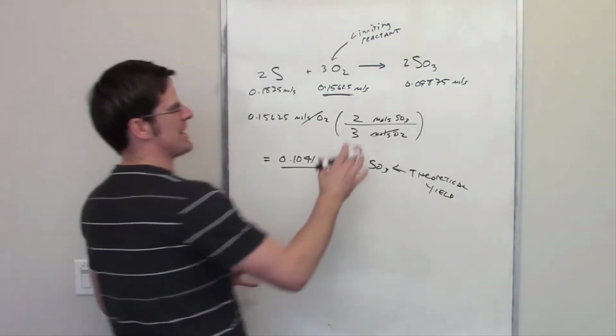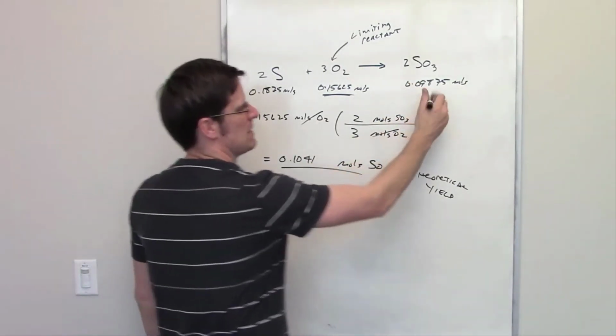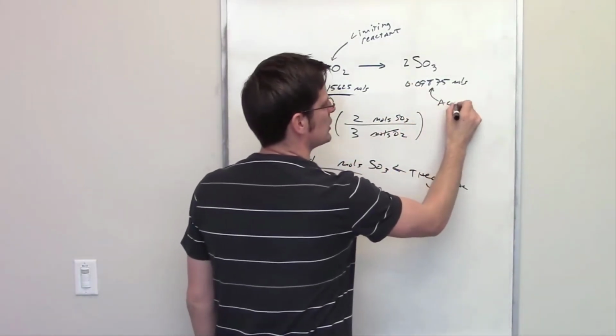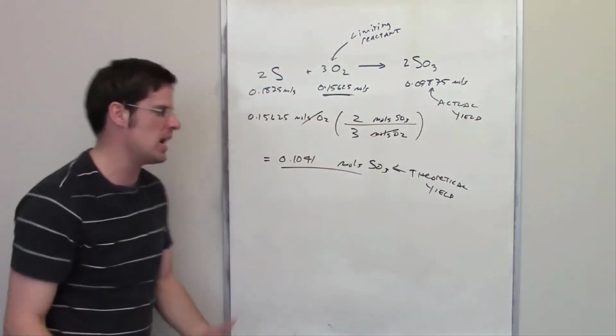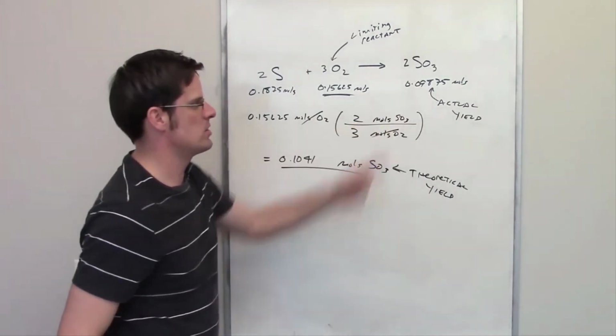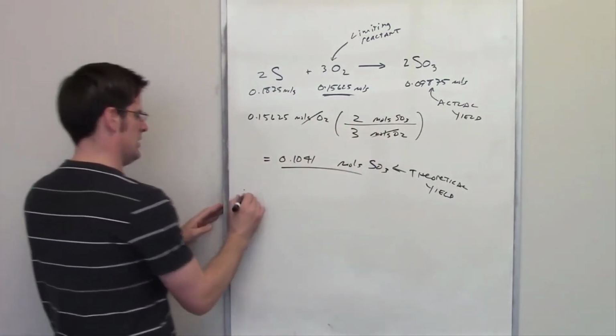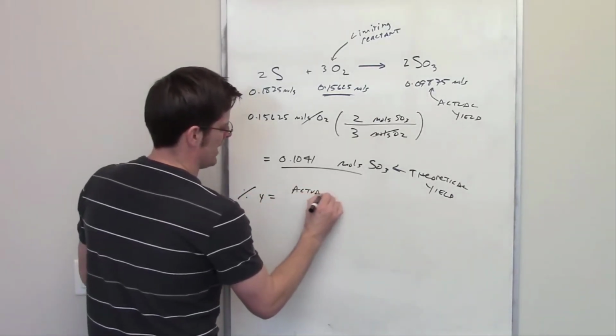Now, it tells me that in reality I actually got 7 grams of SO3, which translates to that many moles. So this is the actual amount or actual yield of SO3 that we actually got. If everything went perfect, we should have got this much. We didn't, we got this much. So how in the world do I get my percent yield? Well, percent yield is equal to actual divided by theoretical.